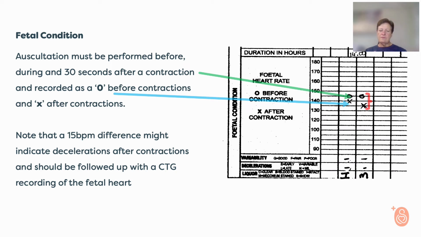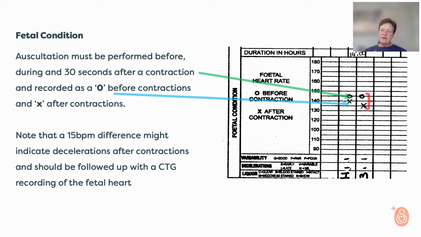Now, what is very important regarding the heart rate is that we should record it before and after a contraction. It should actually be recorded before, during, and for 30 seconds after a contraction, but on the partograph we record it as before a contraction and after a contraction. We record the fetal heart rate before a contraction with an O, a zero or a circle, and after the contraction with an X. So here, for example, the fetal heart rate before a contraction was 145 beats per minute, but after the contraction it's 140 beats per minute.